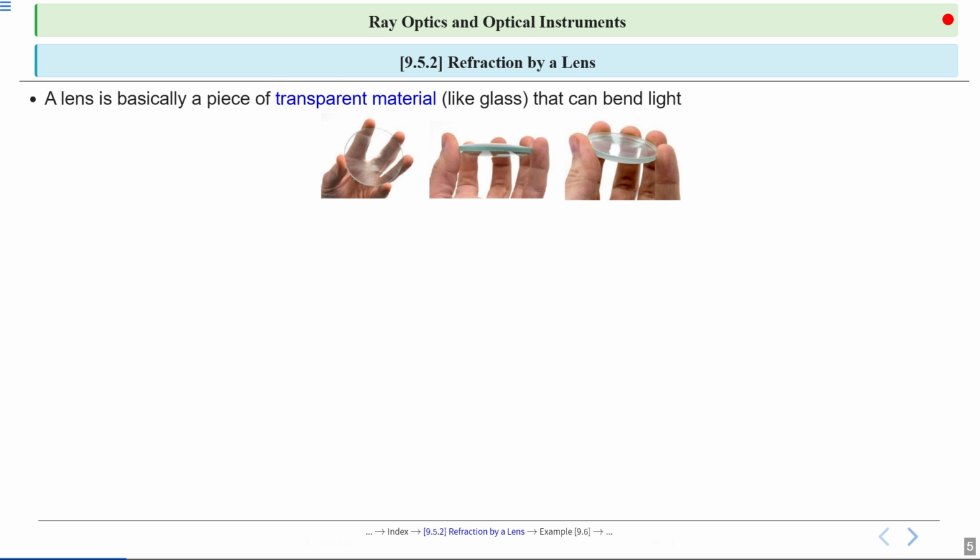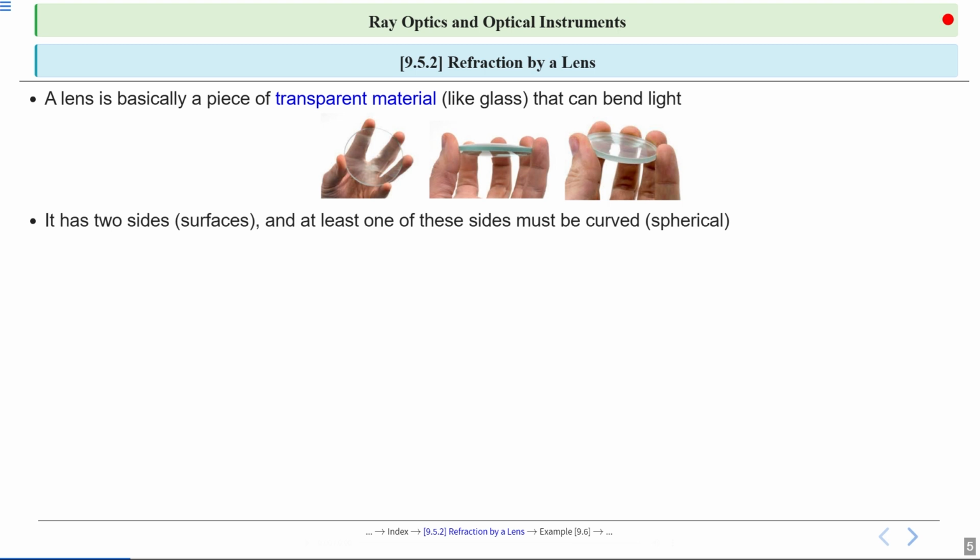So it has two sides, or we can say surfaces. At least one of these sides must be curved, or we can say spherical. You can see there are two major surfaces, one surface and on the other side a second surface. Light is incident on one surface and it emerges out from the other surface, and one of the surfaces must be curved or spherical. If both the surfaces are plane, then it is not a lens, it is generally a sheet or slab. But if one surface is curved, then it can be classified as a lens.